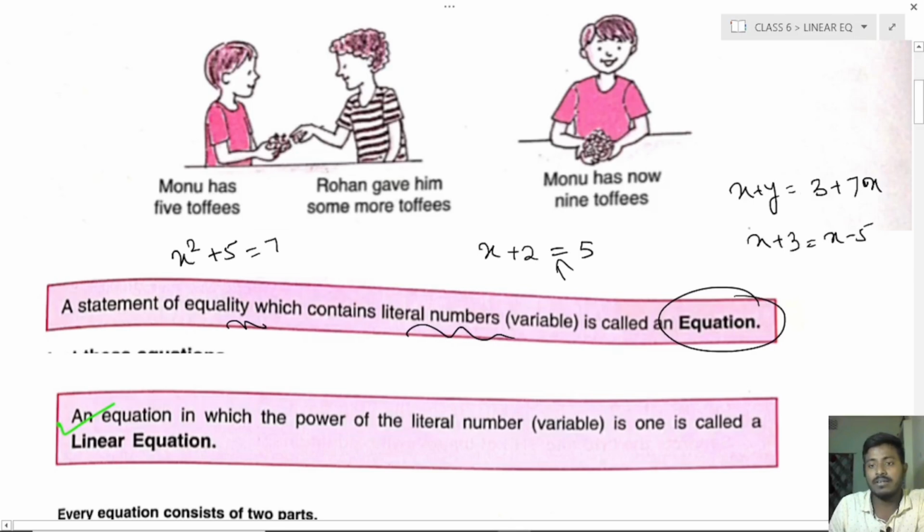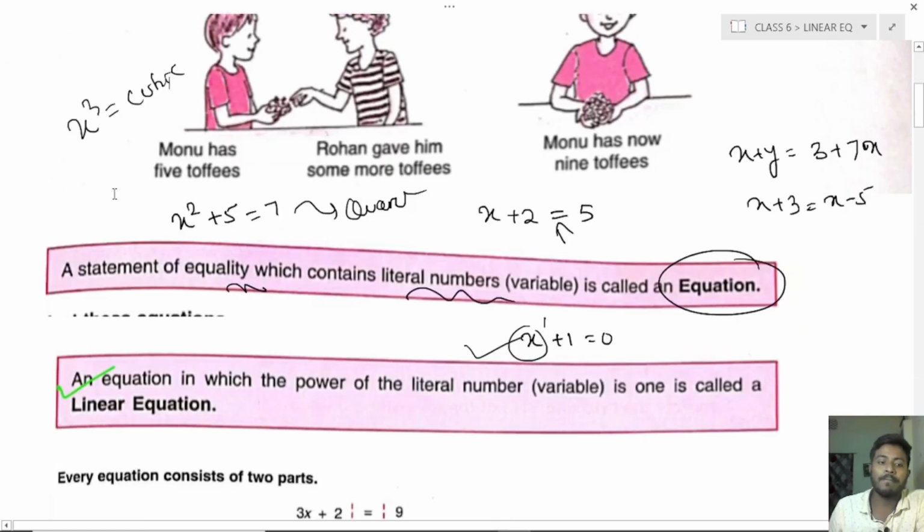Now what is a linear equation? In a linear equation, the power of the variable must be 1. Suppose an equation is x plus 1 equal to 0. Here the literal number is x and the power is 1. That's why it is a linear equation. If the power is 2, then it is called a quadratic equation. If the power is 3, then it is called a cubic equation.